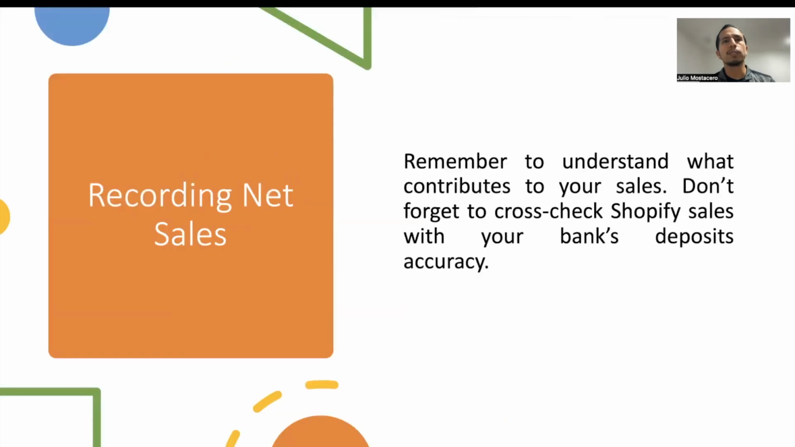The first potential mistake has to do with recording net sales. We have to remember to understand what contributes to your sales. We can't forget to cross-check Shopify sales with our bank's deposits. So basically, we have to consider what is net sales. If we record net sales straight into QuickBooks, we're neglecting things that are part of net sales. For example, we can be neglecting returns, discounts, deductions, and sales taxes.